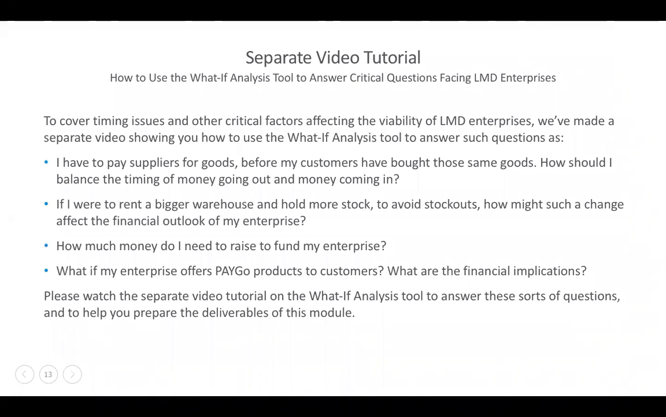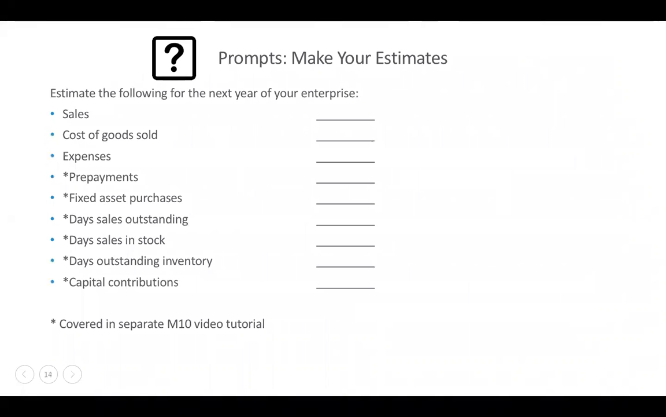Back over to you, Neil. Thanks, Greg. So once you've watched that separate Excel tutorial video, estimate the following for the next year of your enterprise and plug those numbers in the what-if analysis. So things like sales, your cost of goods sold, expenses, etc.